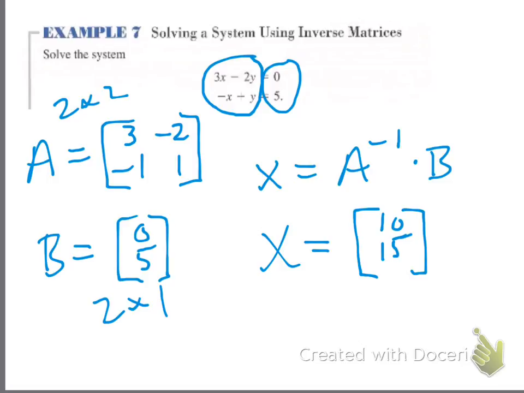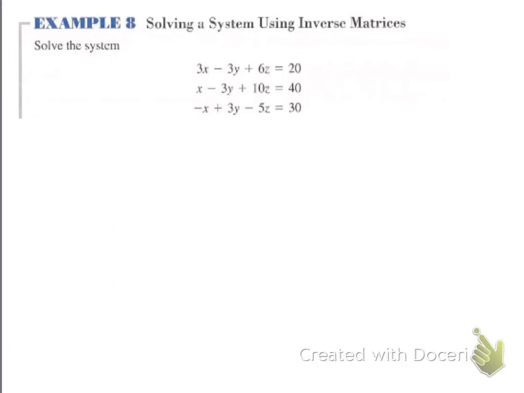So the 10 represents X and the 15 represents Y. Okay? So that's very simply how you do it. The A matrix is the coefficients on the left side, and the B matrix is the numbers on the right side. So if we have a system of 3 equations and 3 variables, no big deal.